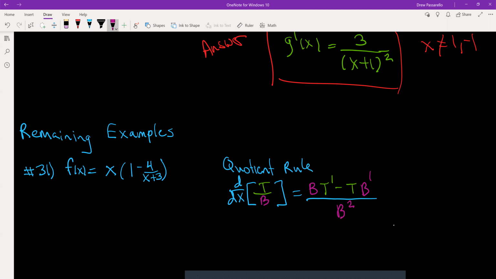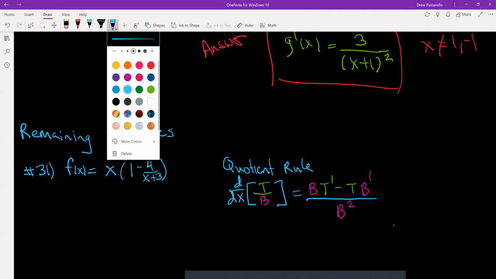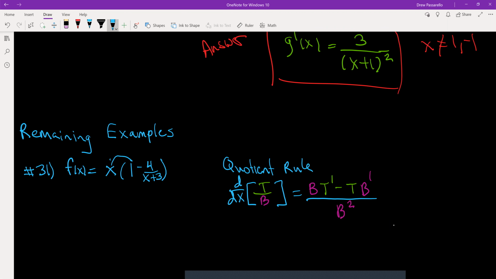So to lessen the amount of rules I'm applying, what I'm going to do is distribute x. So then f of x equals x minus 4x over x plus 3.